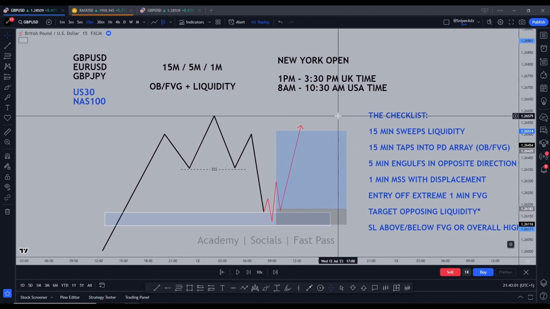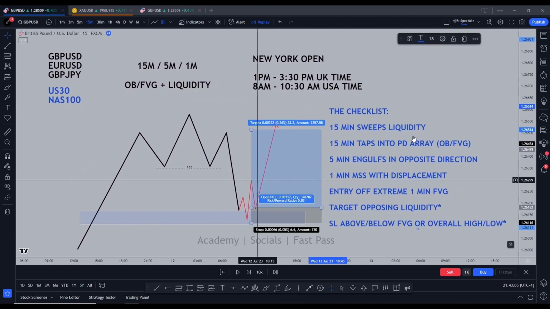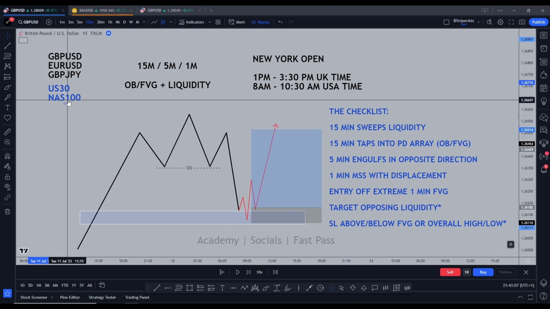Now, you can see right here, I have everything listed for you. You guys can pause the video right now and take a screenshot of this so you can actually use it as notes in the future.